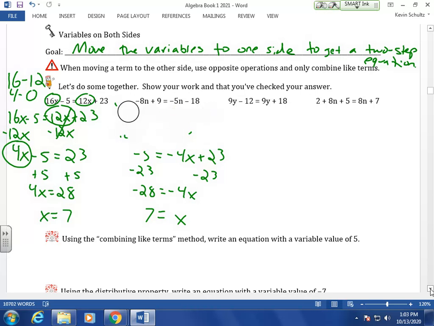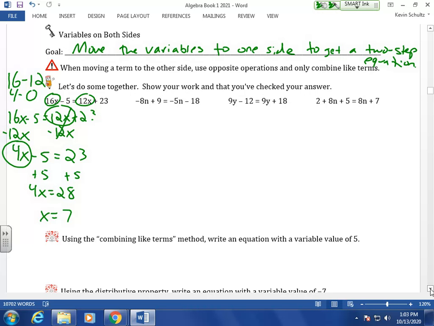Let's take a look at the second one and start with that game score thought process. We've got negative 8 n's on the left and negative 5 n's on the right. What's greater, negative 8 or negative 5? Negative 5. So we have more n's on the right side. How much greater is negative 5 than negative 8? How many more n's? 3. So it would be okay to realize, hey, I've got 3 more n's on the right side. I'm just going to write that as 9 equals 3n minus 18.